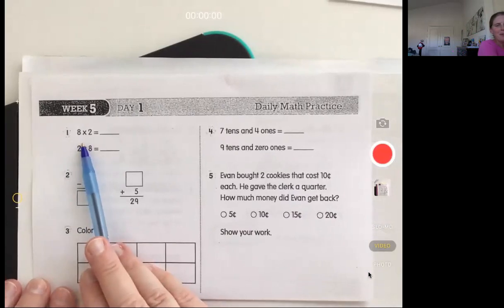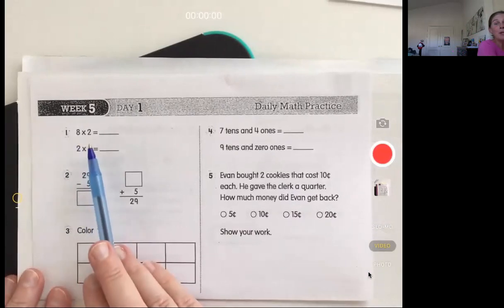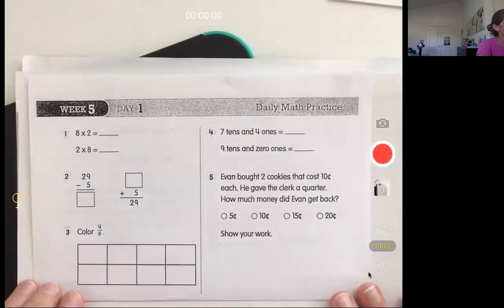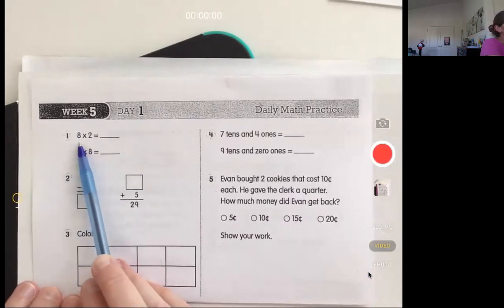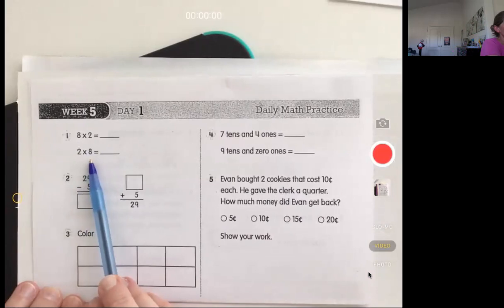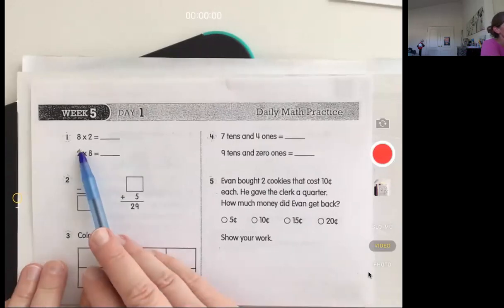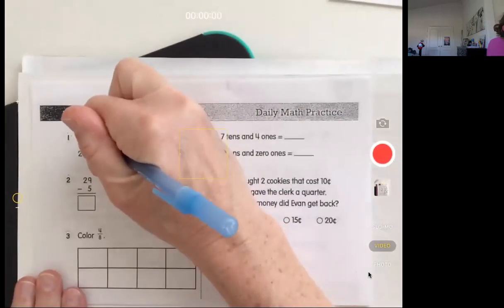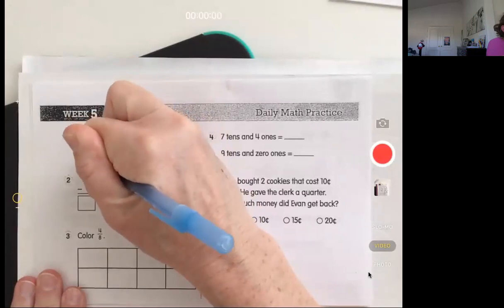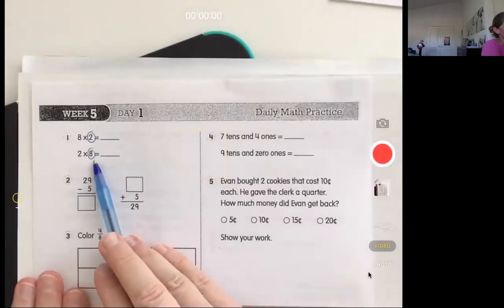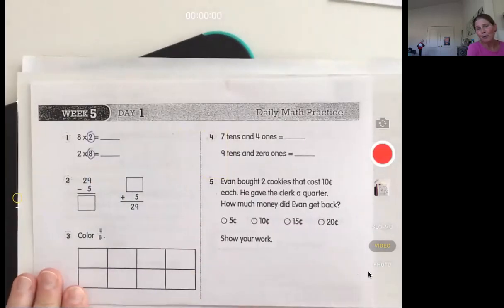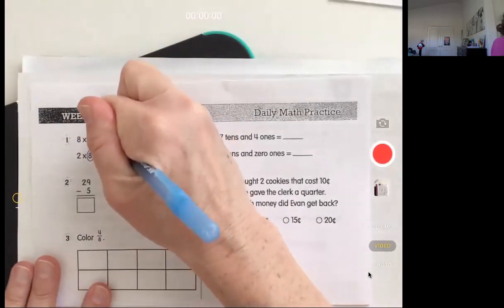I love this because we've been talking about this commutative. It's that fancy big word, third graders. 8 times 2 and 2 times 8. Remember, we always say we can flip-flop. It doesn't matter which factor goes first in multiplication, just like in addition. We will get the same answer. We can count by 2s or we can count by 8s. I like 8s 2 times. It's a doubles fact.